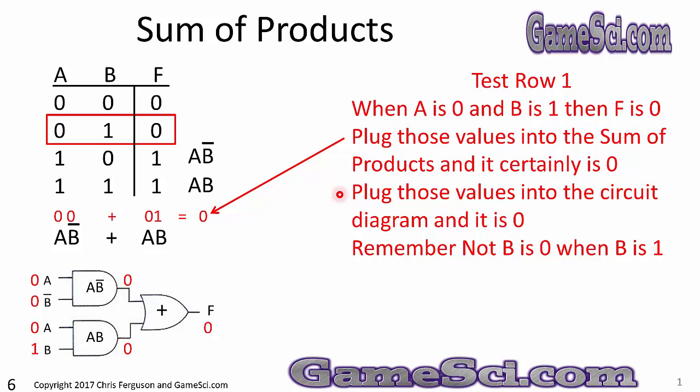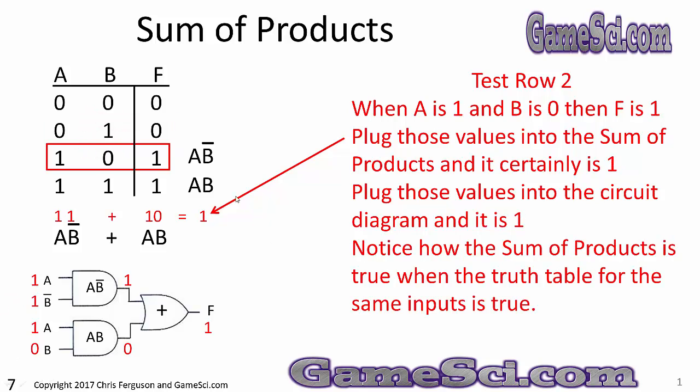Plug these same values into the circuit diagram and it is also producing a 0. Two zeros on this input produces a 0. A 0, 1 on this AND gate produces a 0. Two zeros fed into an OR gate produces a 0. Remember, not B is 0 when B is 1. B is 1 here, so not B is a 0.